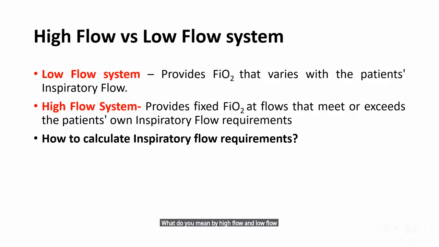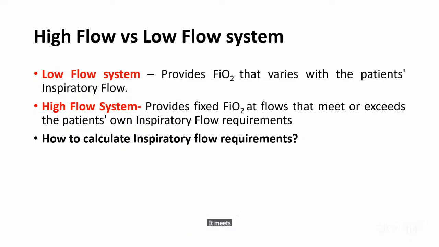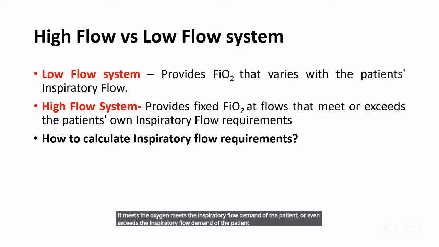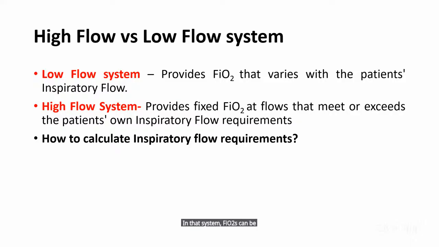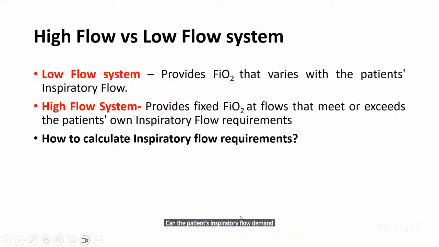If an oxygen delivery system is capable of giving inspiratory flows which meet the inspiratory flow demand of the patient, or even exceed it, then that system is called a high flow system. In that system, fixed FiO2s can be provided, whereas a low flow system is one where the delivered flow is lesser than the patient's inspiratory flow demand. So how do we calculate these demands?